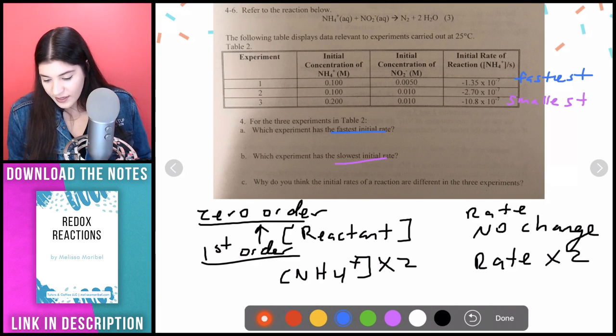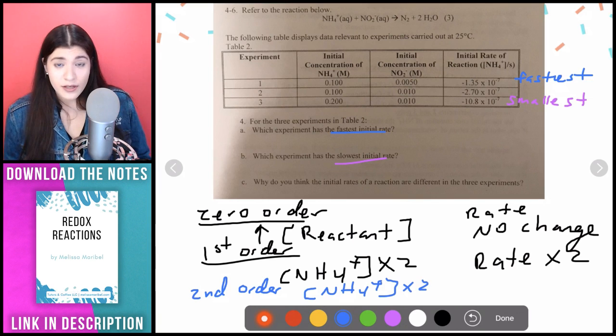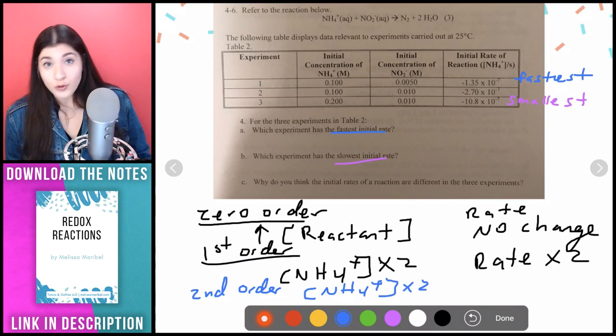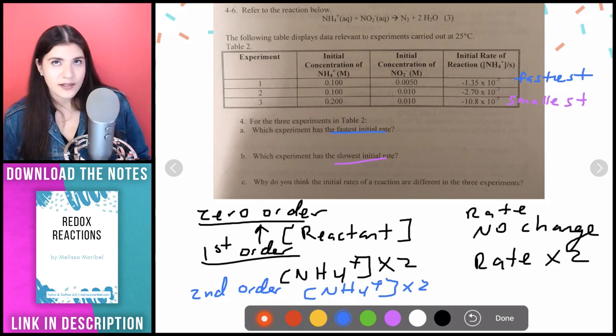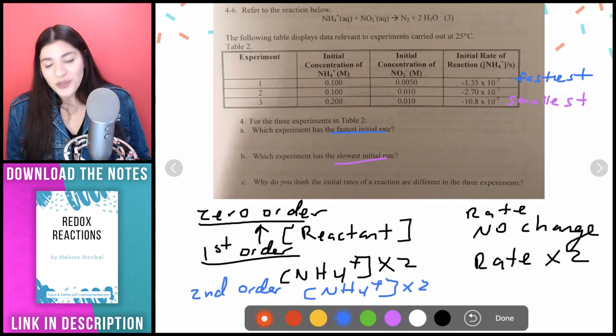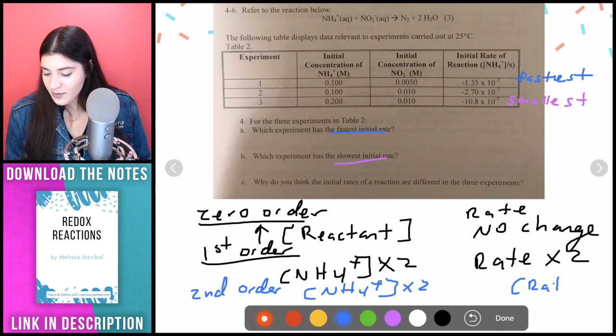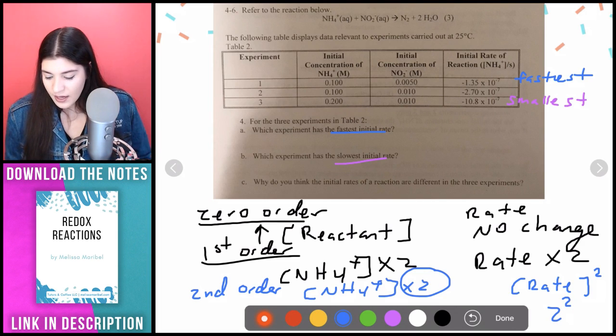Now, if this were second order, this is where it changes. Let's say this is NH4 again. If I were to double this, that means I'm quadrupling the rate. I don't want you to think that if I were to triple it, I would multiply the rate by 6. Really what you're doing is raising it to the power of 2. You're squaring it. So if we multiplied this by 2, that's 2 squared. If I multiplied this by 3, then that's actually 3 squared, so 9. So that's what's happening with second order.